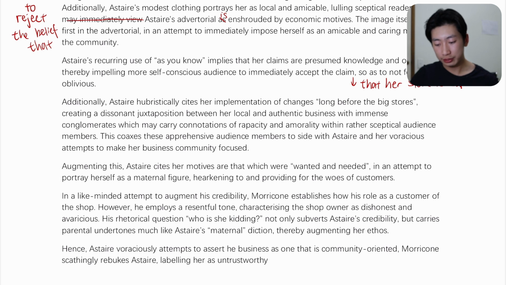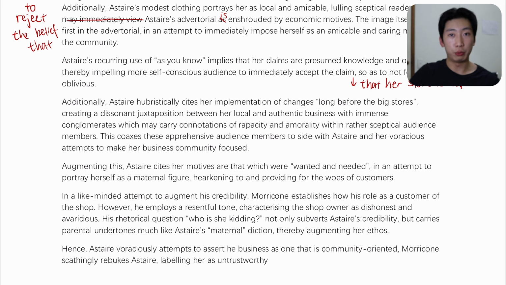And then the next text, so in a like-minded attempt to augment his credibility, Morricone establishes his role as a customer of the shop. So he employs a resentful tone, characterizing the shop owner as dishonest and avaricious. Now it might be good to merge this sentence with the other one since it's quite short, but I'll leave that up to you. His rhetorical question, who is she kidding, not only subverts Astaire's credibility, but carries parental undertones much like Astaire's maternal diction, thereby augmenting her ethos. I think Morricone's a guy, so maybe his, but that's just a small detail.